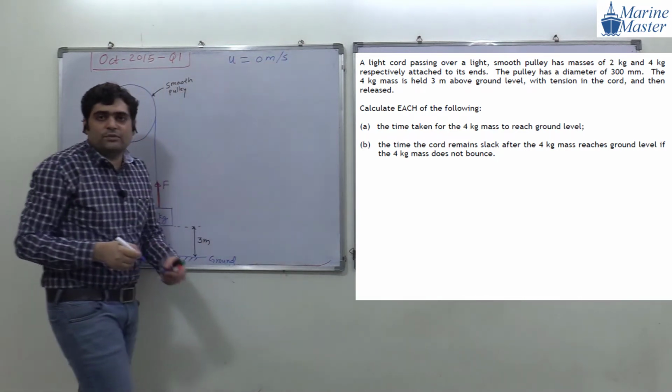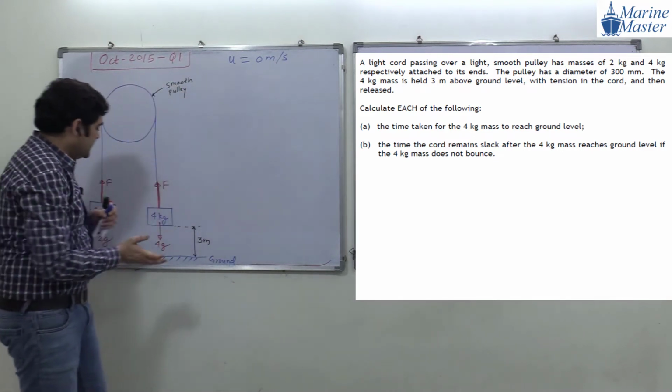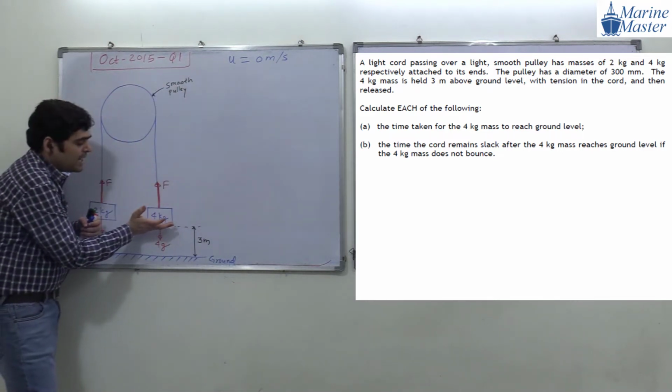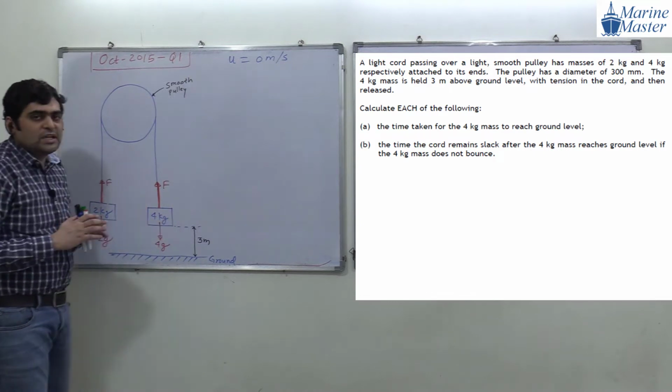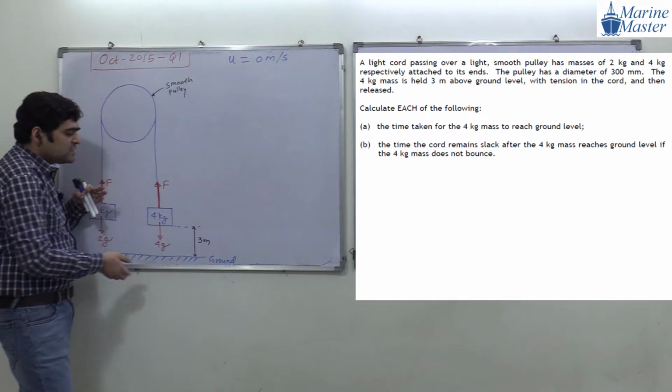0 meter per second. What is the meaning of release? Release means what, guys? Initial velocity means what? This 4 kg mass is on some platform. And if you remove that platform, what will happen? This 4 kg mass will start moving downward.